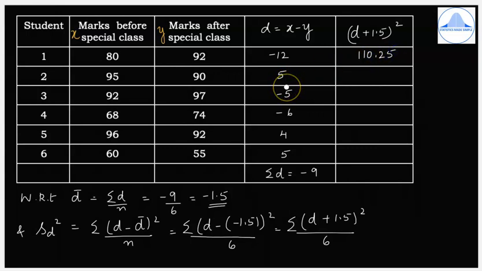Always remember that whenever you square a negative number, it will become positive. Similarly, when 5 is added to 1.5 and when you square it, you get 42.25. Continue in a similar manner. So 12.25, 20.25, 30.25, 42.25. So summation d plus 1.5 the whole square is 257.5.